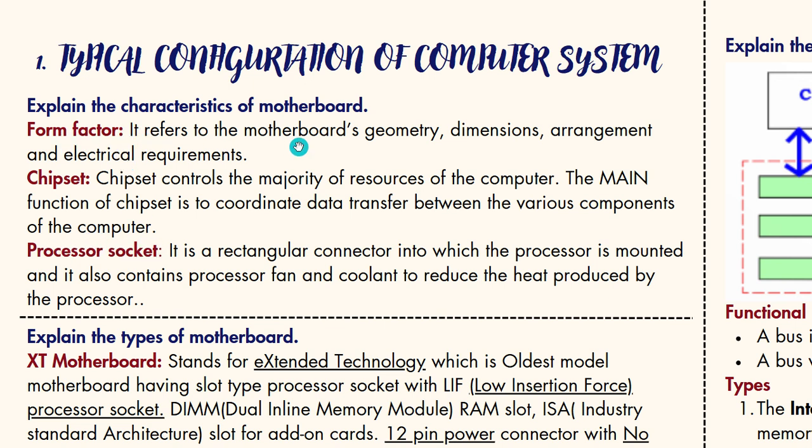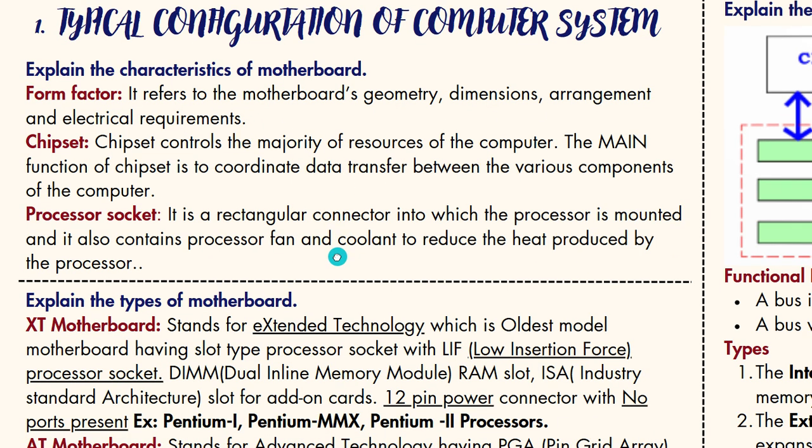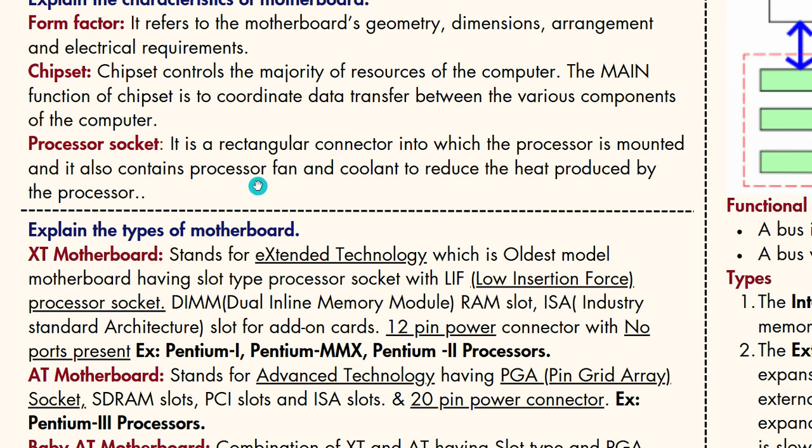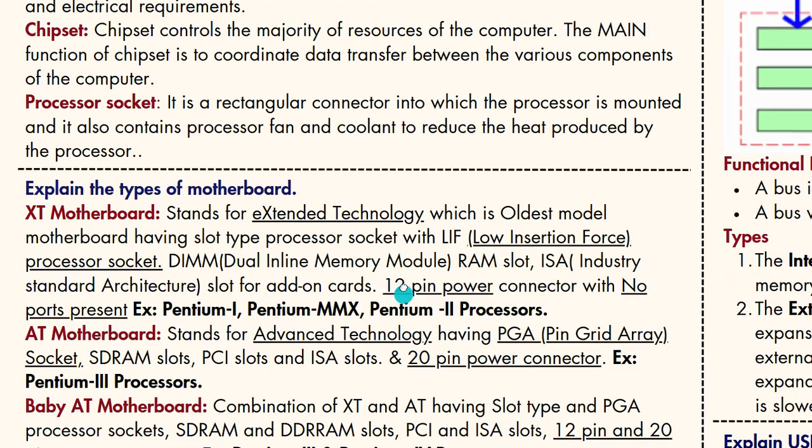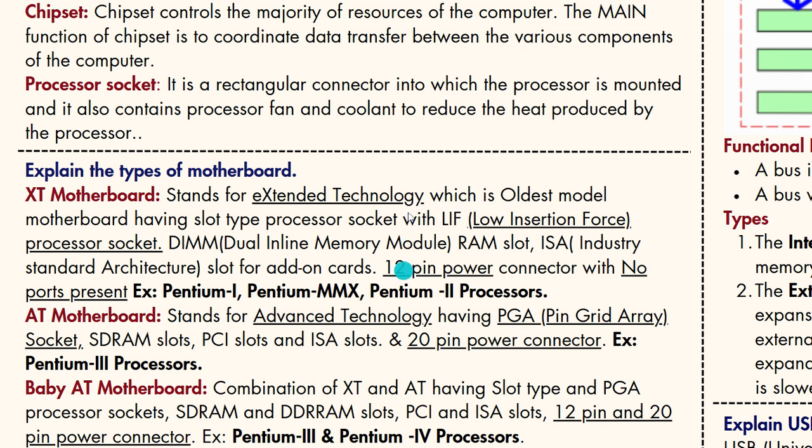Form factor refers to the motherboard's geometry, dimensions, arrangement, and electrical requirements. Chipset controls the majority of resources of the computer, and the main function of the chipset is to coordinate data transfer between the various components of the computer. When we come to processor socket, it is a rectangular connector into which the processor is mounted, and it also contains a processor fan and a coolant to reduce the heat produced by the processor.